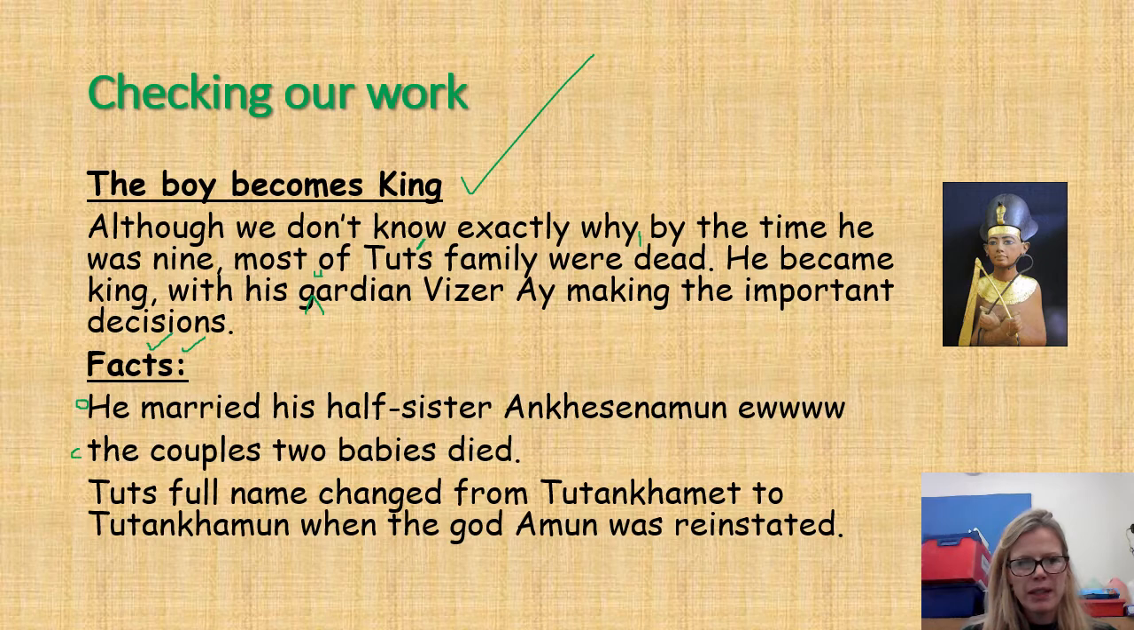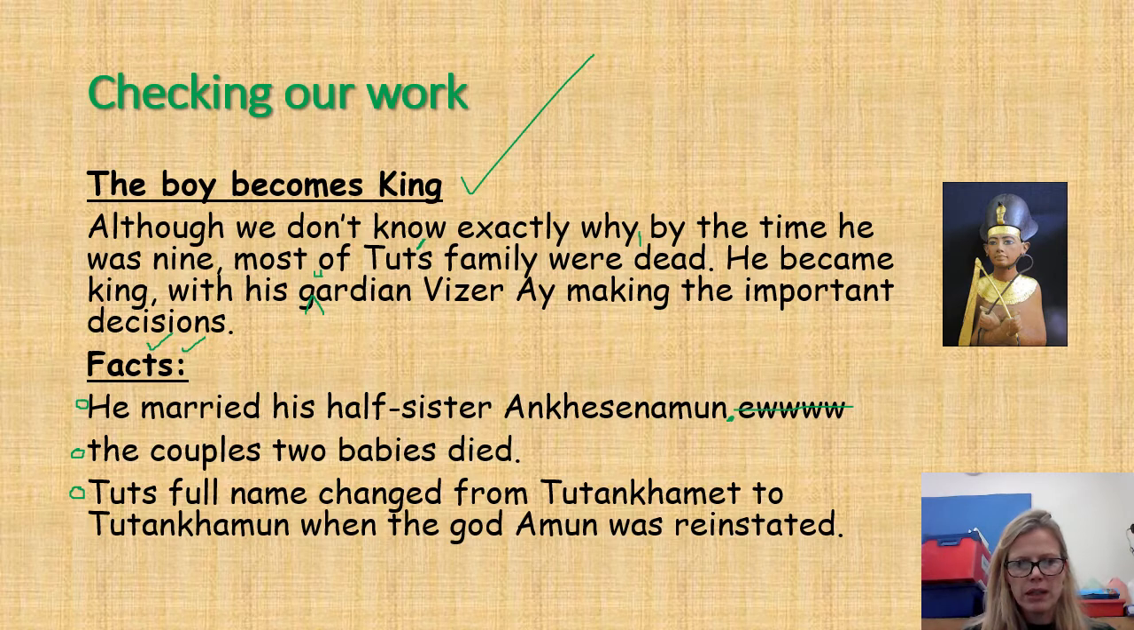And there's a few other mistakes as well we've just seen. Okay. So he married his half-sister Ankhesenamun, which I'm never going to be able to pronounce. I do apologise. Ew! Is that appropriate? I don't think it is. I think that's too casual for this piece of writing. So I'm going to take that out. And also I've forgotten a full stop, so I'm going to put that in. There it is.